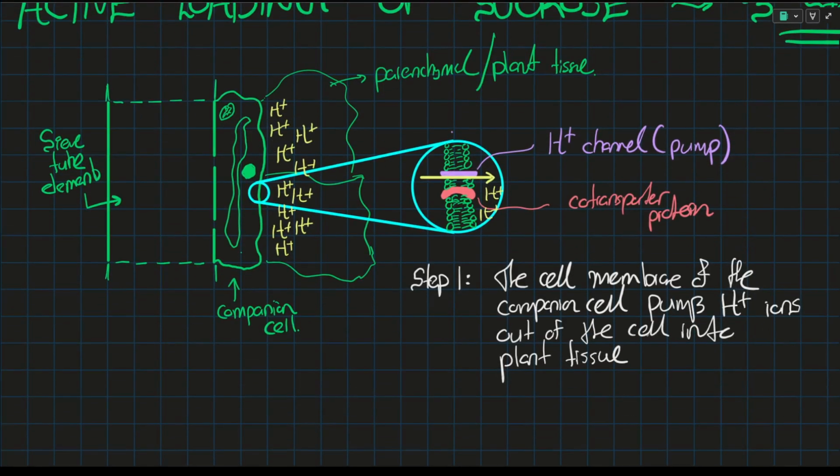H plus ions are pumped. Now, in biology, when it comes to movement, most of the time, these are the ions that are involved: H plus, K plus, Cl minus, Na plus. You'll see a lot of H plus being involved. H plus involvement means H plus pump involvement, proton pumps, and so out of the cell into plant tissue by active transport.